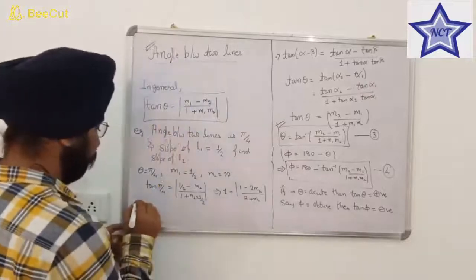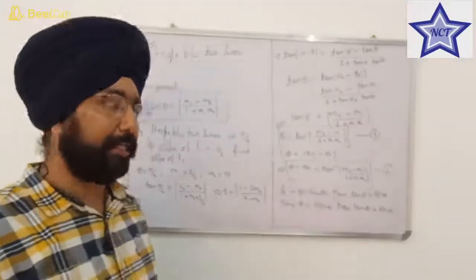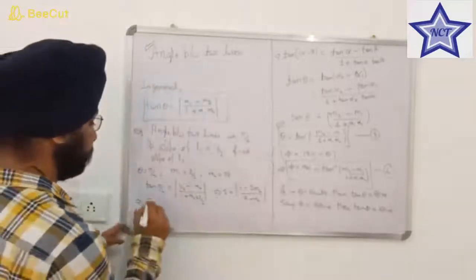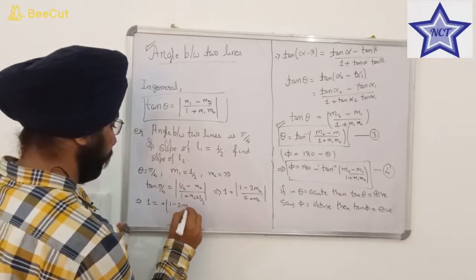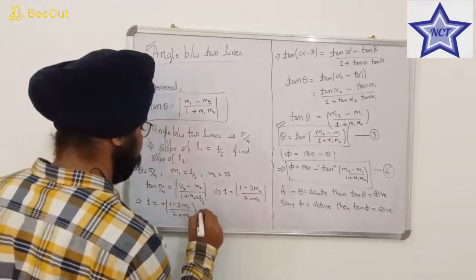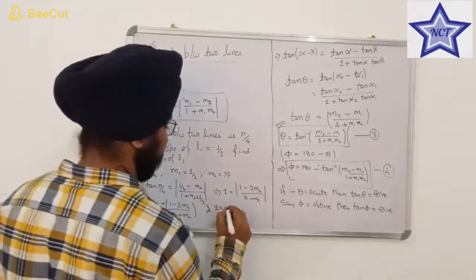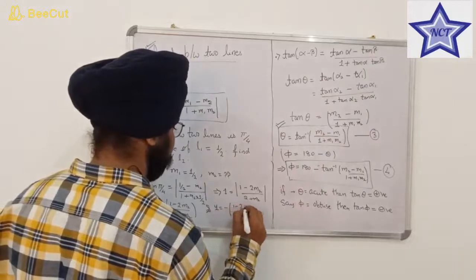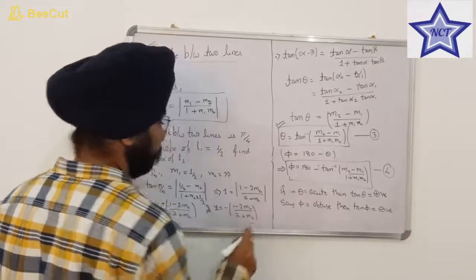As we know, mod gives two values, one positive and one negative. First let us consider the positive value, plus (1 minus 2m2) upon (2 plus m2), and in the second case let us consider the negative value, that is minus (1 minus 2m2) upon (2 plus m2).